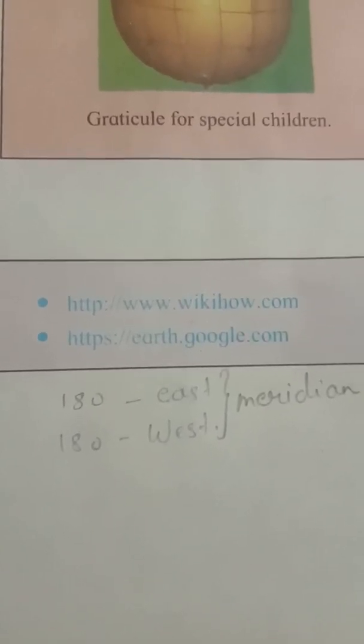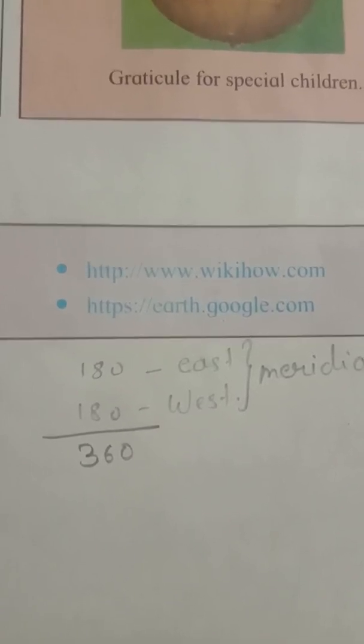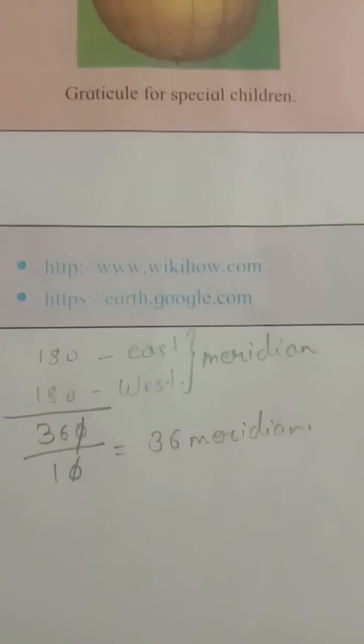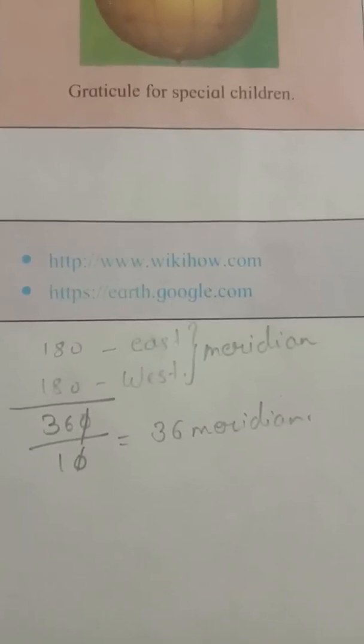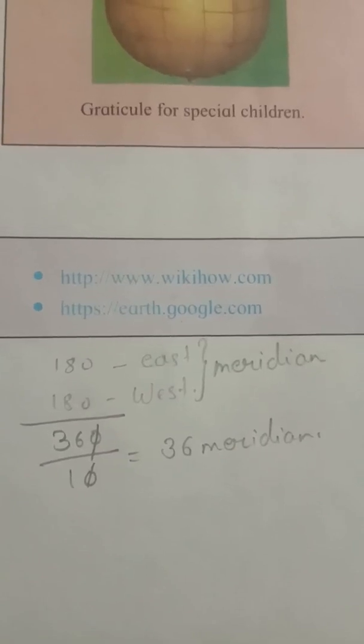So in total 360 meridians. If we divide by 10, then 0 will get cancelled with 0. Then we can draw 36 meridians at an interval of 10 degree on the earth.